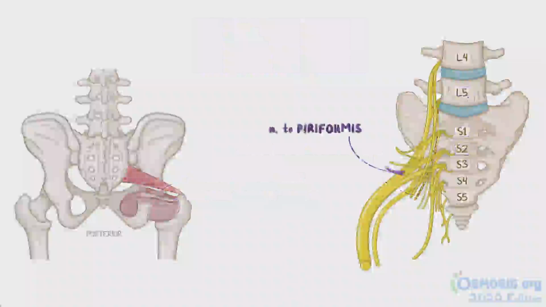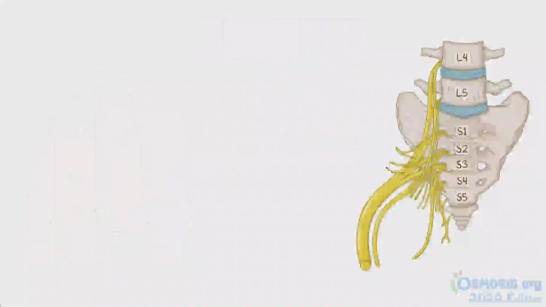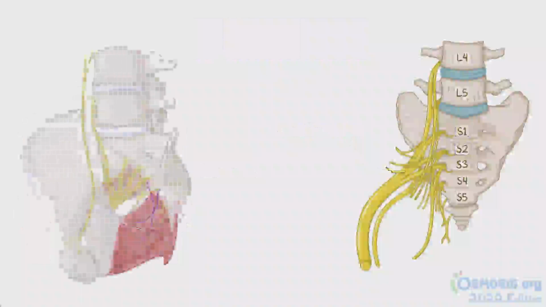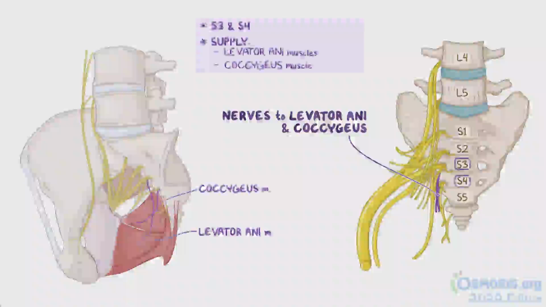Third, there's a nerve to piriformis, which arises from S1 and S2 and supplies the piriformis muscle. And the last two of these easy-to-remember branches are the nerves to the levator ani and coccygeus, which arise from S3 and S4 and supply the levator ani and coccygeus muscles.